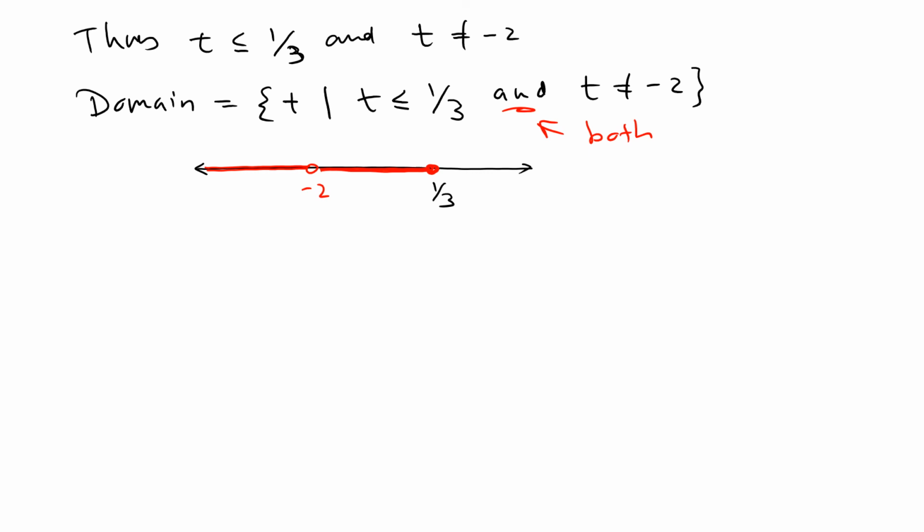And then also, if you write the interval notation, you can write it like this: negative infinity to negative 2, and then union, negative 2 to 1/3. The 1/3 is actually included, so we include 1/3 there. So that's the solution. And then you can try these problems as practice problems.